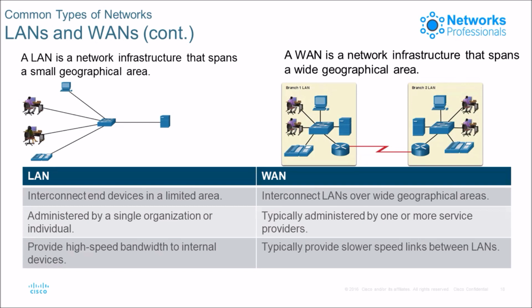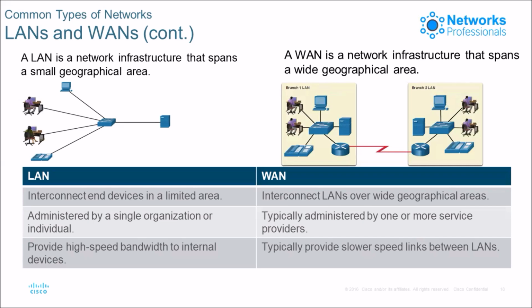Wide area networks are used to interconnect different local area networks with each other, as shown in the picture. Here you can see that branch 1, local area network 1, and branch 2, which is another local area network, are interconnected with each other through two routers, and the red cable sign shows that they are connected through a wide area network, or WAN link.